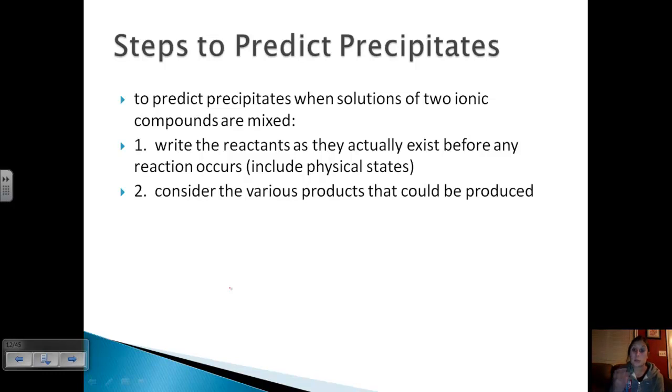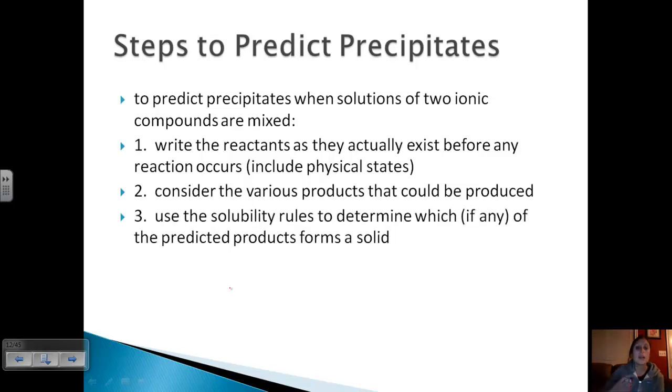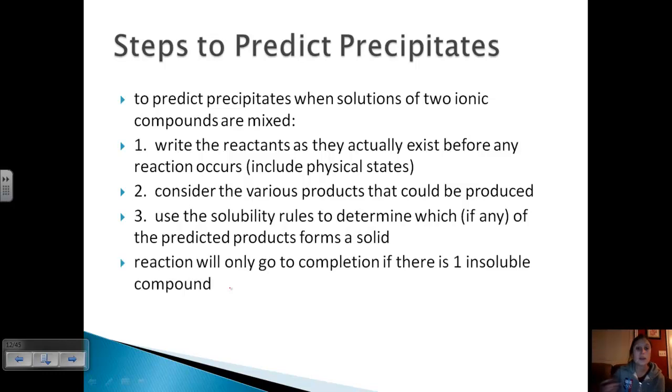Then, predict your products. Switch both your anions. Do your double replacement reaction. Make sure your compounds are neutral. And that's your second step. Then, use your solubility rules to determine which, if any, of the predicted products forms a solid. So use your solubility rules, check your products. Sometimes you'll have a reaction where you don't form any solid. We'll talk about that in a second.